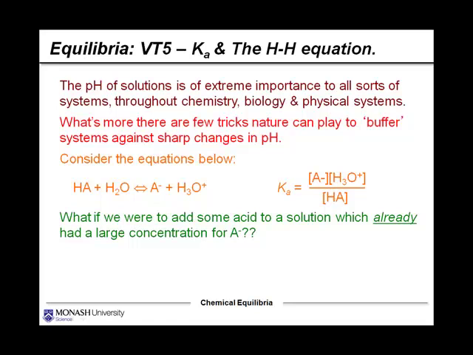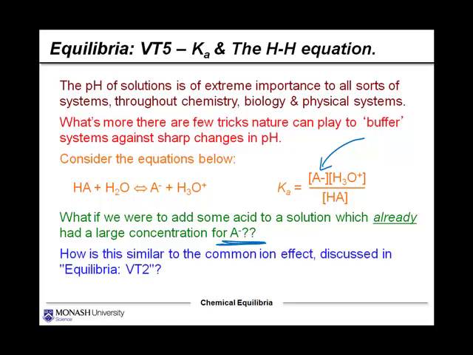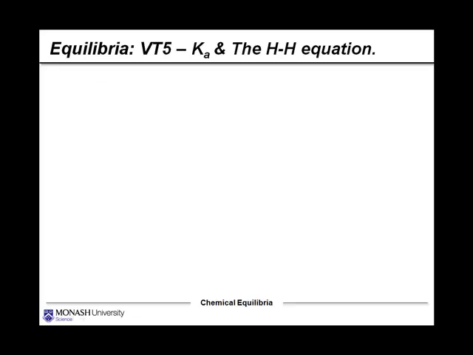Now, what if we were to add some acid to a solution which already had a large concentration of the conjugate base? Remember, we call this guy here the conjugate base. And I urge you to think, how might this be similar to the common ion effect, which is something that we talked about with sparingly soluble inorganic salts? So a different topic, a different kind of equilibrium, but how might this scenario be similar to that scenario that we discussed when we talked about the common ion effect?